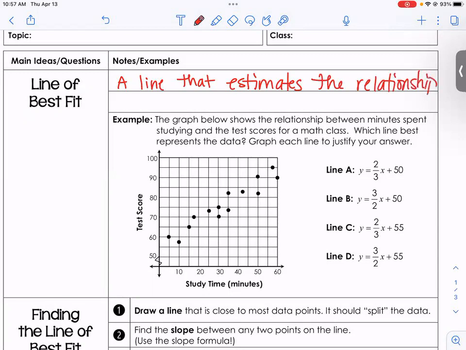Okay, we are going to try to draw a line that estimates the relationship. So our line is going to have to be straight. That's what a line is, okay? And we want it to estimate the data. So it's not going to go through all of our data points, but it's going to go through at least a couple of them so that we can get an idea.